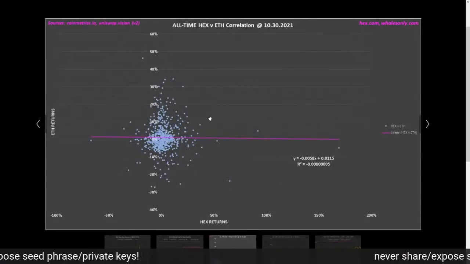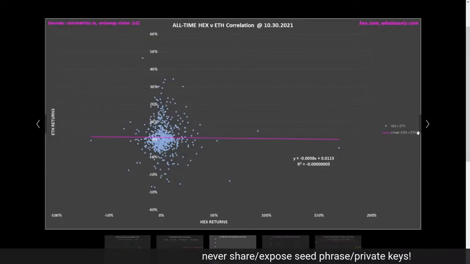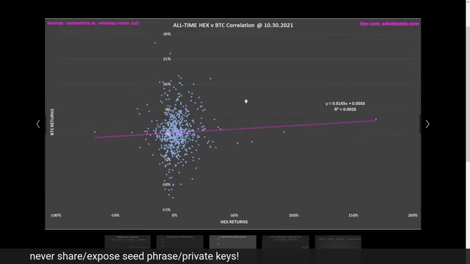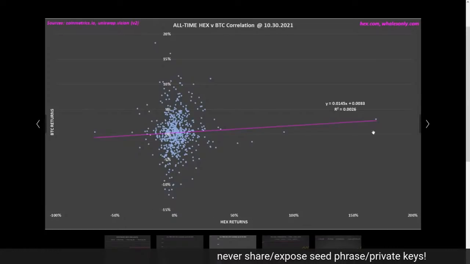right? Returns are positively skewed, as the returns for Hex on the x-axis are primarily on the right side of the x-axis, whereas for Ethereum, it's all over the place. Same deal for Hex, or I'm sorry, same deal for Bitcoin over here. Returns all over the place. Hex primarily right side. Correlation again is zero.